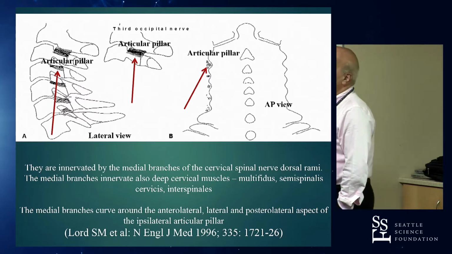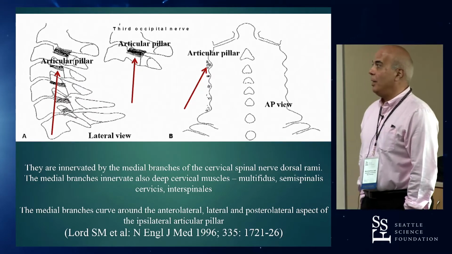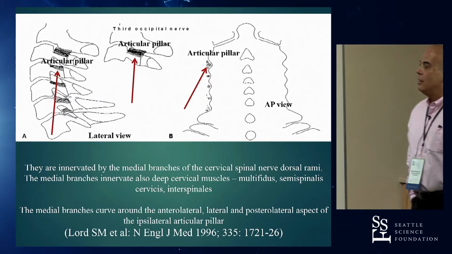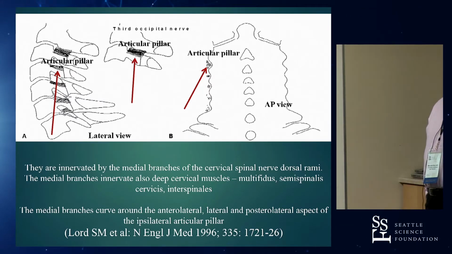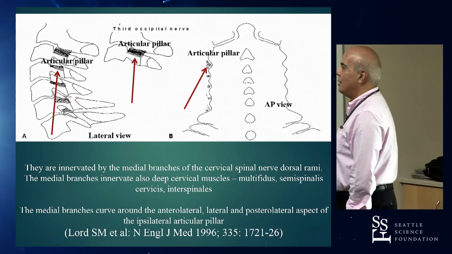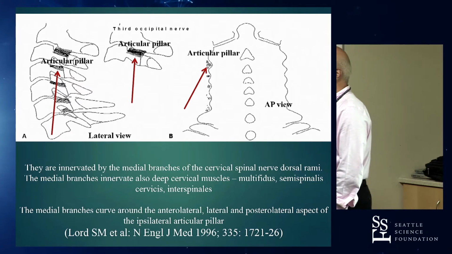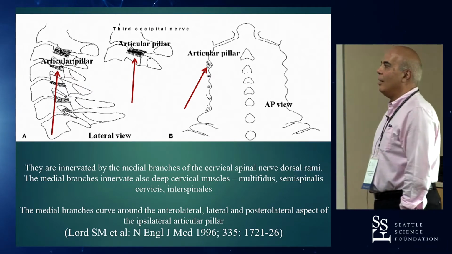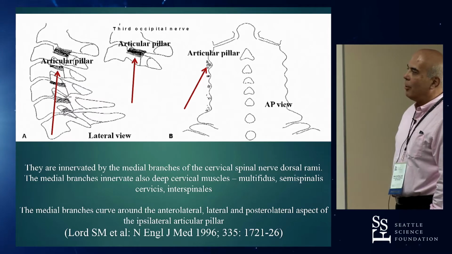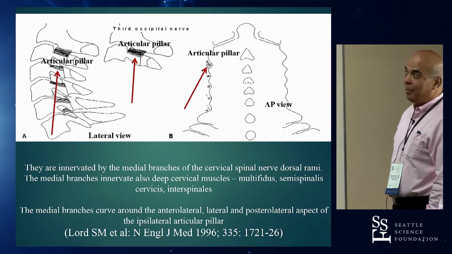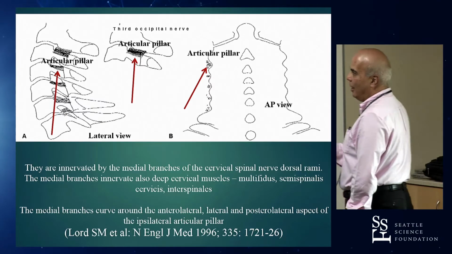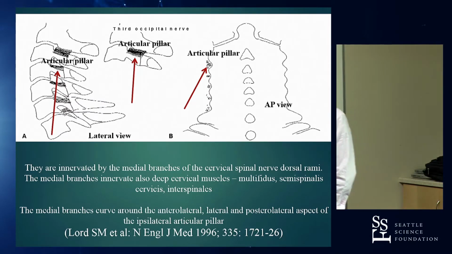The joints are innervated, as you know, by the medial branches of the cervical spinal nerve dorsal rami. The medial branch innervates not just the facet joints, but also a number of other important structures, including the deep cervical muscles such as multifidus, semispinalis cervicis, and interspinalis. They usually are located around the anterolateral, lateral, and posterolateral aspect of the ipsilateral articular pillar, as you can see in this diagram.